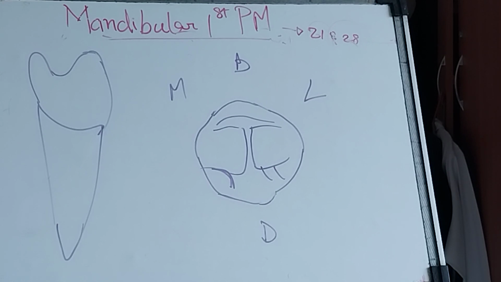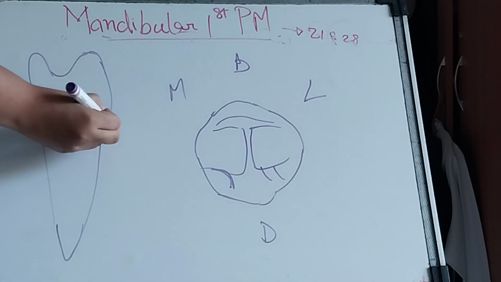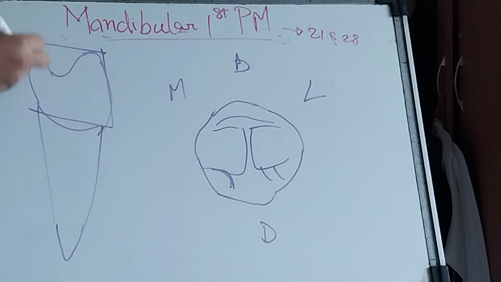Yes, so let's talk about the distal and the occlusal aspect of the mandibular first premolar. So the distal aspect, as I said of the mesial one also, is rhomboidal in shape, that is rhombus. And the buccal and the lingual outlines are similar to that of the mesial aspect. As we had seen in the mesial aspect, the same outlines are there for the distal aspect also.